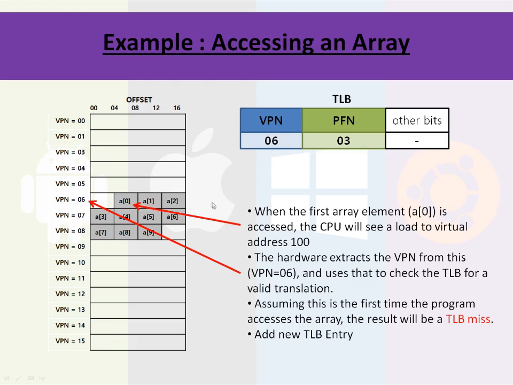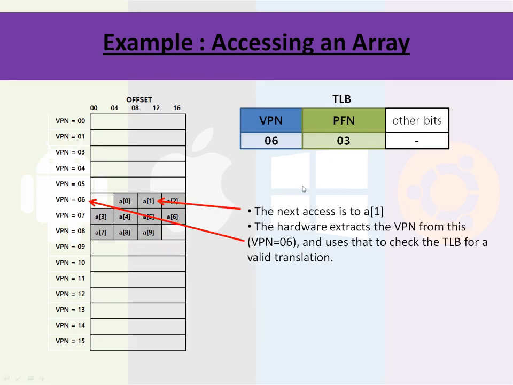Now, assuming this is the first time the program accesses the array, the result will be a TLB miss, right? The first time that we access this array, this TLB table will be empty and it will be a miss. Therefore, we'll have to add a new entry to our TLB, and that's what this would look like, right? I'm just going to ignore other bits, it's not necessary. So our new TLB will look like something like this, a VPN of 06 with a page frame number of 3, hypothetically.